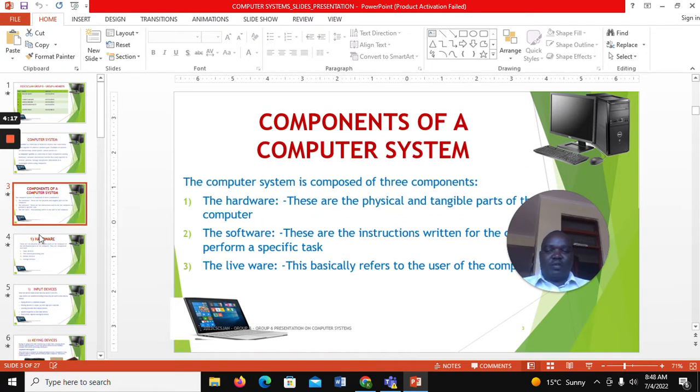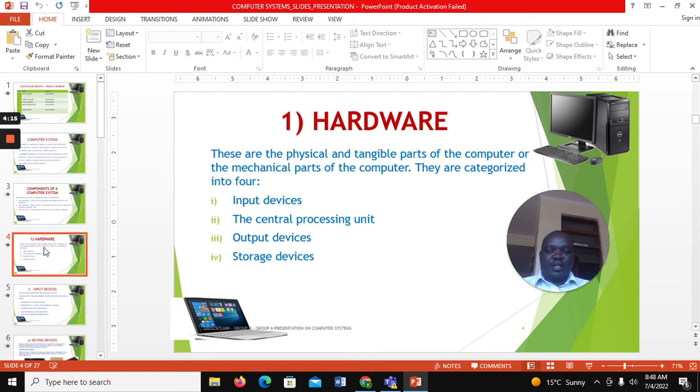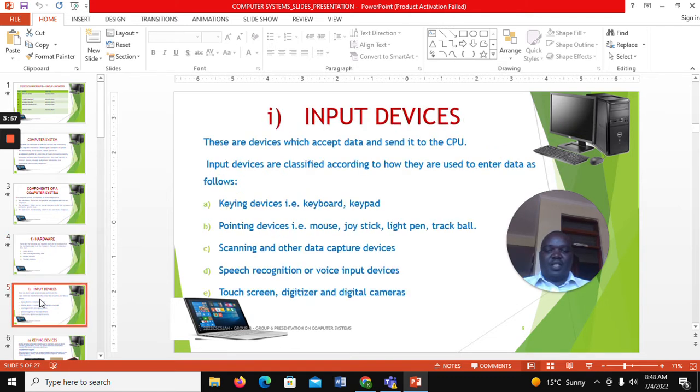And then we look at the hardware. In the hardware, we can say they are the physical and tangible parts of the computer, or the mechanical parts of the computer, where we have the input devices, the central processing unit, the output devices, and storage devices. Then under the input hardware, these are the ones which help the user to key in data into the computer.